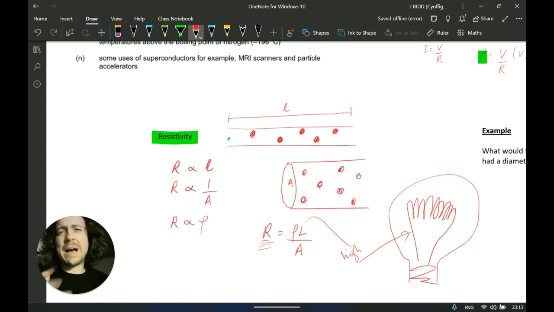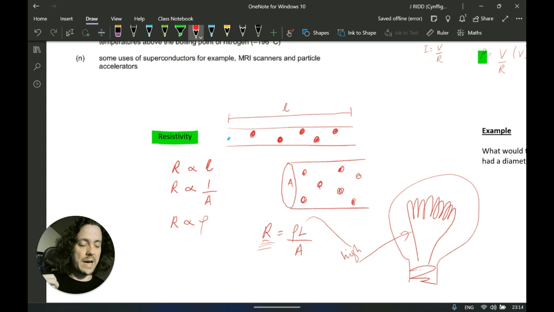And that vibration manifests itself as an increase in temperature, so the temperature goes up. You get more collisions because of the vibrations, the temperature goes up again. And of course, when things get very hot, they start to glow. And that's exactly what you want a light bulb to do.